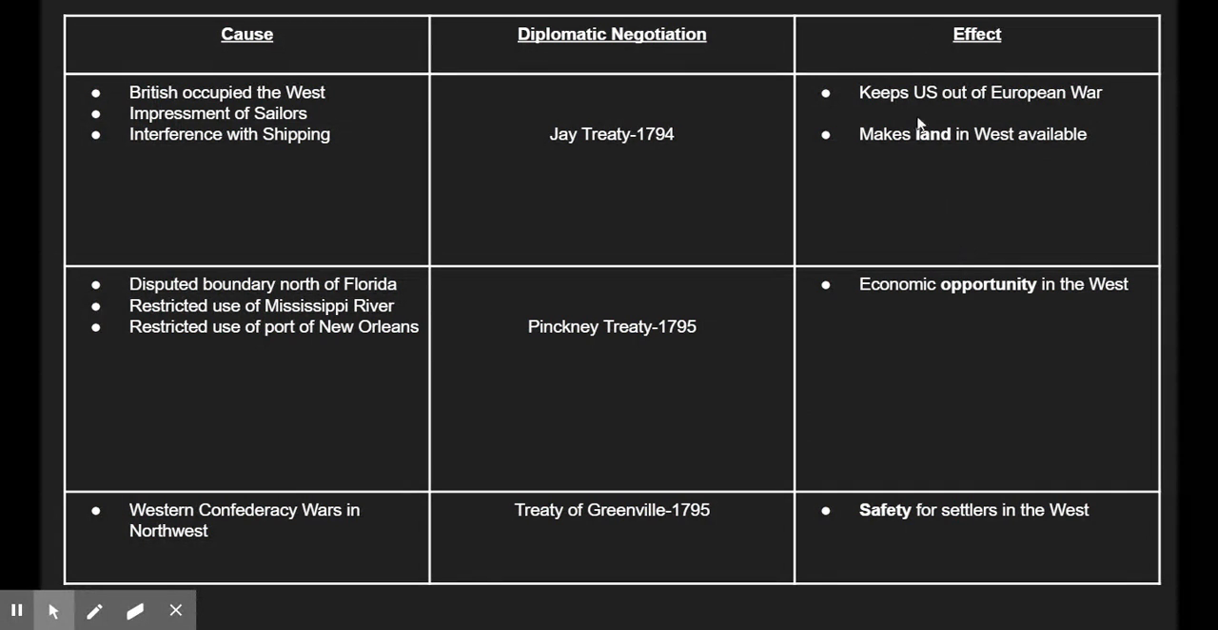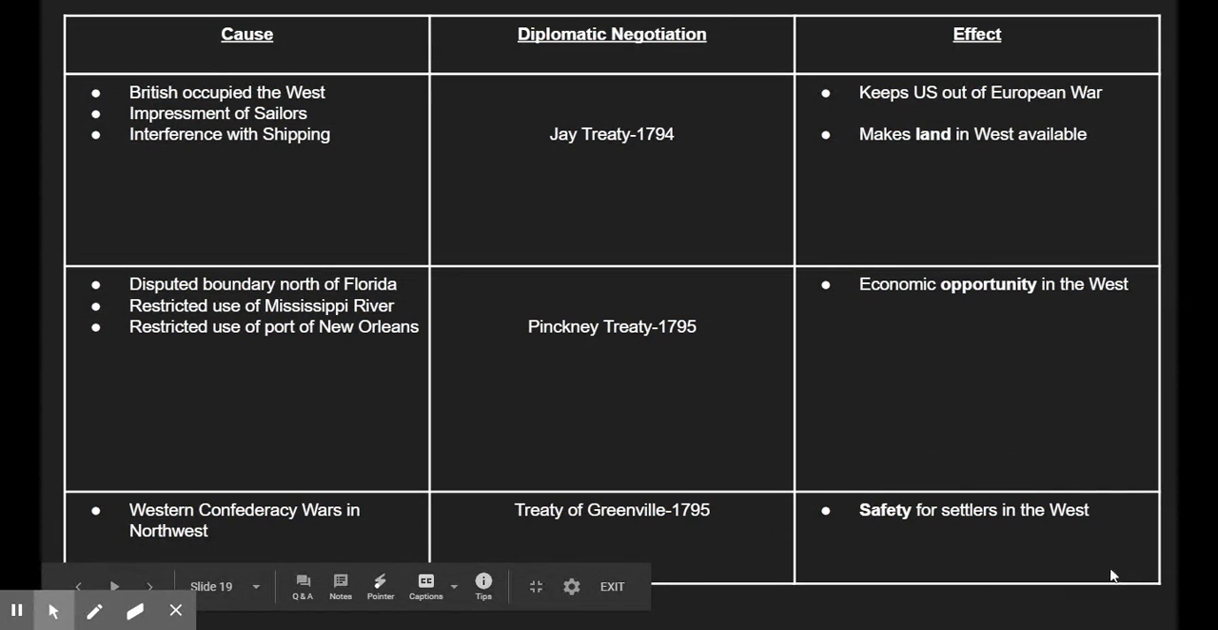So if we look down the right-hand side of this chart, this helps to answer that question of why. Why are more people headed out west? There's land available now. There's economic opportunity on that land, and there's safety in getting there and once you're there, right? So it gives these pull reasons to settle and move to the western frontier for these white settlers. And these conditions, again, were established by these diplomatic treaties and negotiations.